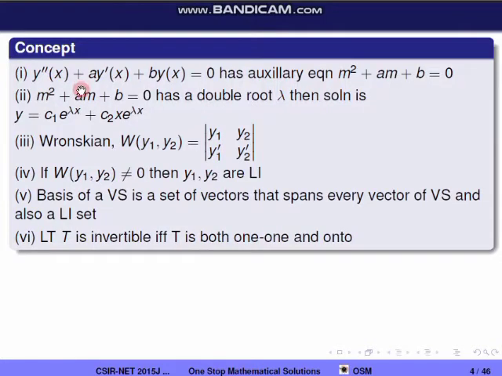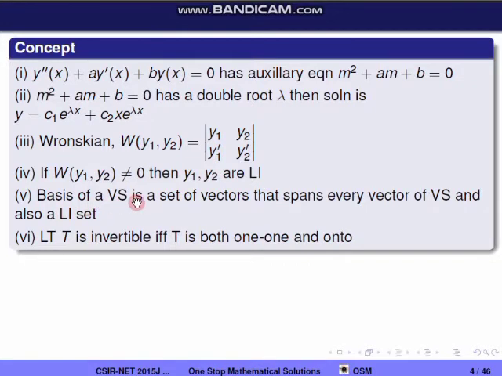First we look into the concepts used. y double prime of x plus a y prime of x plus b y of x is equal to 0 has auxiliary equation m square plus am plus b is equal to 0. If the auxiliary equation has a double root lambda, then the solution is given by y is equal to c1 e power lambda x plus c2 x e power lambda x. The Wronskian of two functions y1, y2 is given by W of y1, y2 is equal to the determinant of y1, y2, y1 prime, y2 prime. If the Wronskian of y1, y2 is non-zero, then y1, y2 are linearly independent.